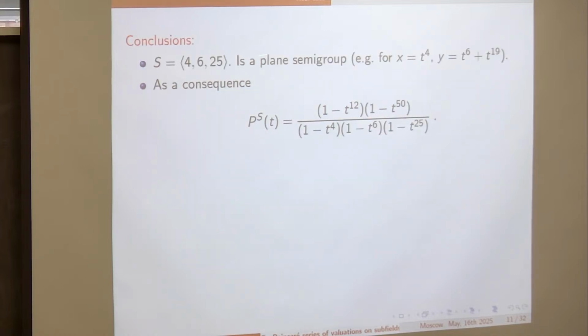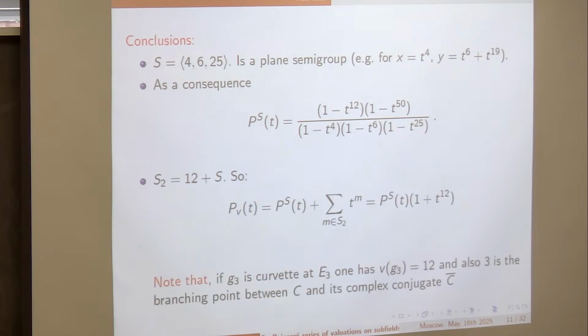So summing up, the numbers are not very important, but the real semigroup is given by 4, 6, and 25. This is a plane semigroup, in fact. This is the real semigroup, but this is a plane semigroup of a complex curve. For example, this complex curve gives you this semigroup. And as a consequence, one can compute this. It's an easy formula, and you have to compute this. Okay, so this is an easy example.